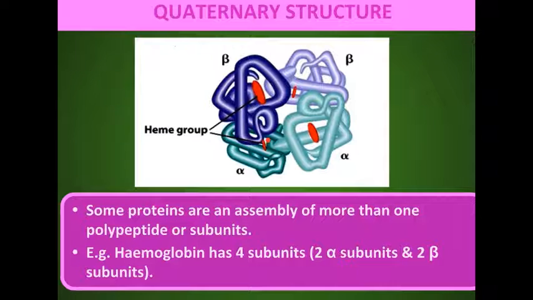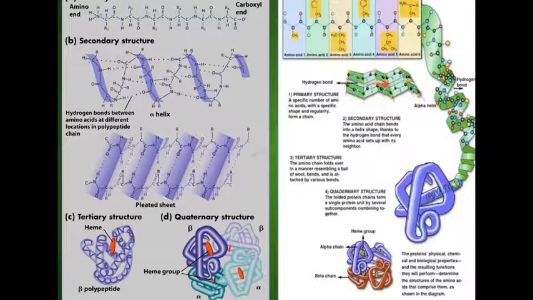Now, let us see about the quaternary structure. In quaternary structure, we see an assembly of more than one polypeptide unit, or these are called subunits. You can see here, these are subunits, alpha, alpha and beta, beta. Hemoglobin, for example, will have 4 subunits, 2 alpha and 2 beta subunits, and then the heme group will be present here. So this is what the protein structures are like. First we have primary structure, which is basically amino acids joining together.